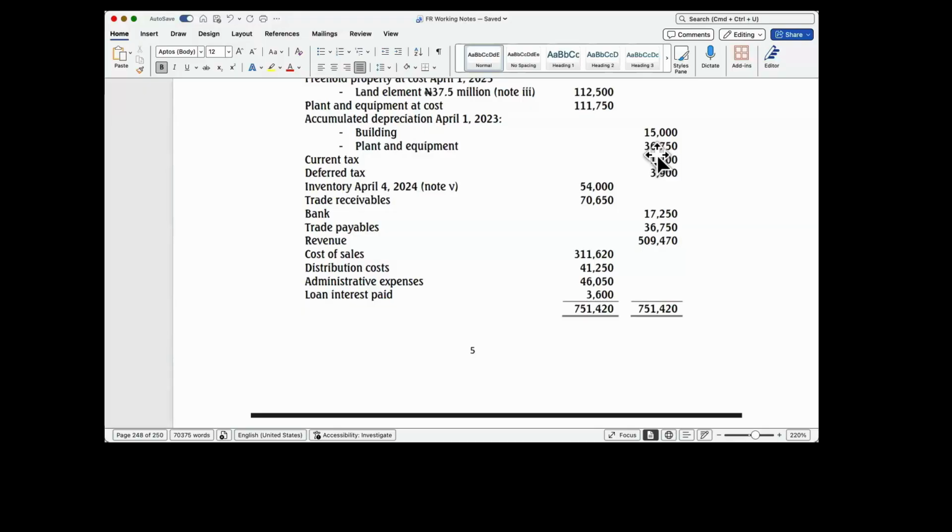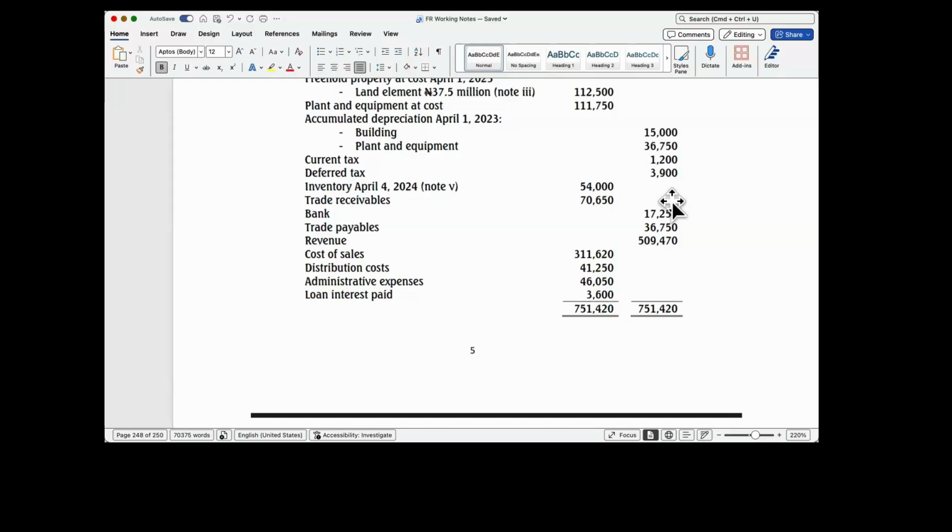The deferred tax, as we have it here, will represent the opening deferred tax. When you see deferred tax in the trial balance, it represents opening deferred tax from last year. So deferred tax is usually estimated at the end of every year.